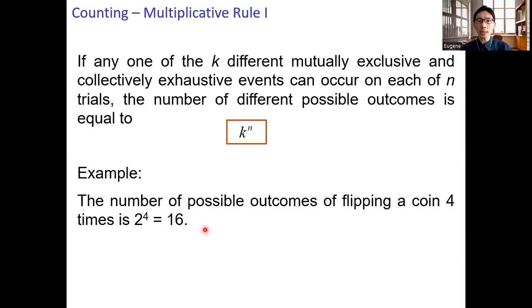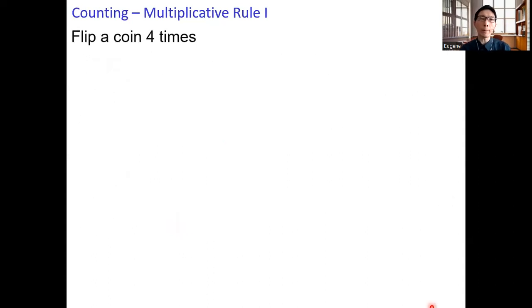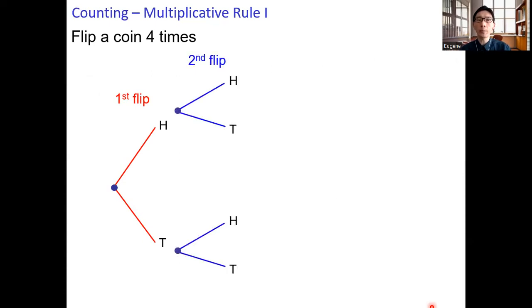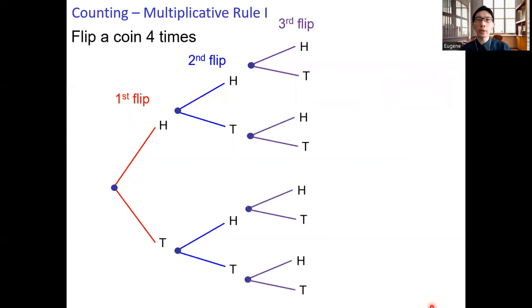Let's take a look at these 16 possible outcomes through a tree diagram. We do the first flip, we get either a head or a tail. And no matter what the result is of the first flip, in the second flip, we can also get a head or a tail. So up till the second flip, we have 4 different outcomes. And then the third flip, again, we can get either a head or a tail. So upon the completion of the third flip, we can get 8 possible outcomes. And then the last flip, we can either get a head or a tail again.